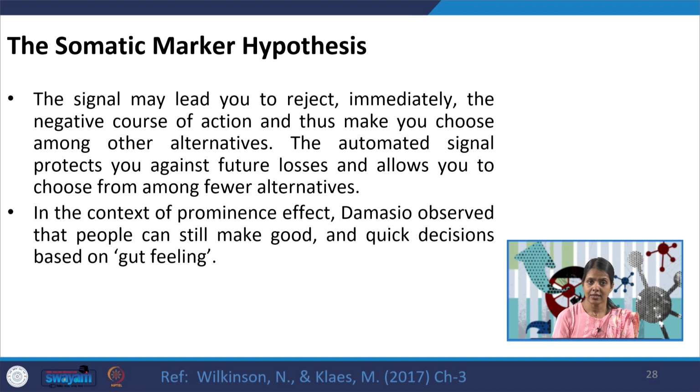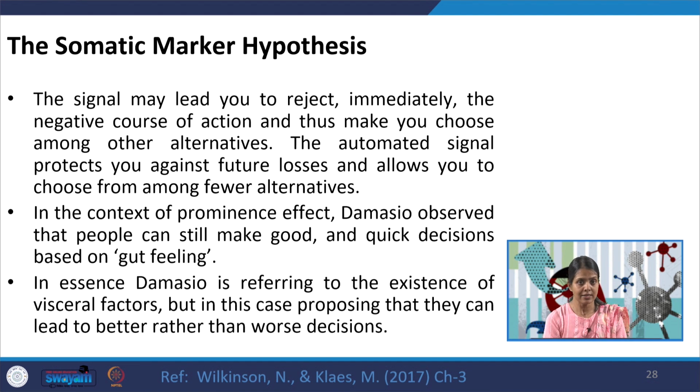In this context of prominence effect, Damasio observed that people can still make good and quick decisions based on gut feeling. So, in the somatic marker hypothesis, the idea was primarily dealing with negative possibilities, but he applied this in the context of prominence effect to positive outcomes as well. In essence, Damasio is referring to the existence of visceral factors, but in this case proposing that they can lead to better rather than worse decisions.